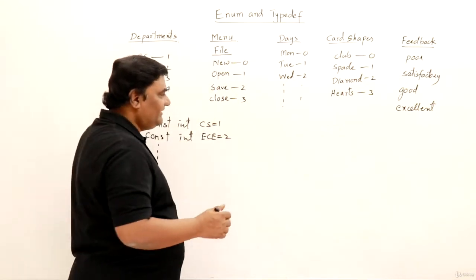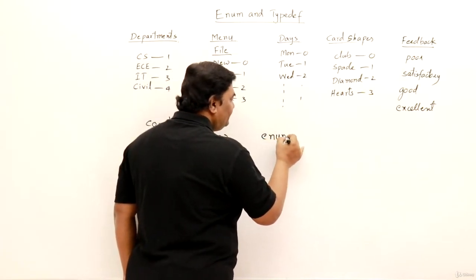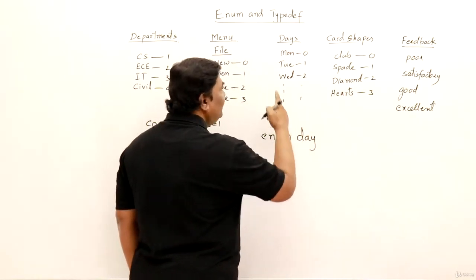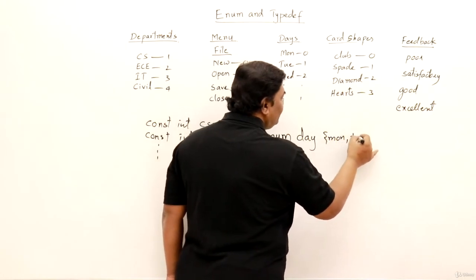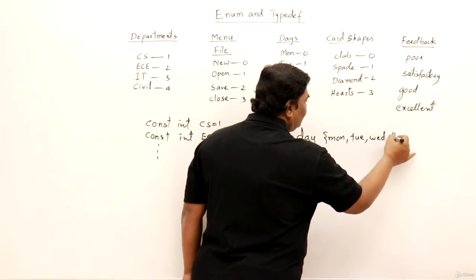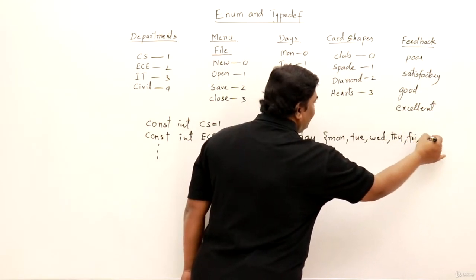For days I will show you. The method of defining enum is to say enum and then day or days, plural, whatever it is. Then what are the days? Monday, Tuesday, in lower case I am writing, Wednesday, Thursday, Friday, Saturday and Sunday.